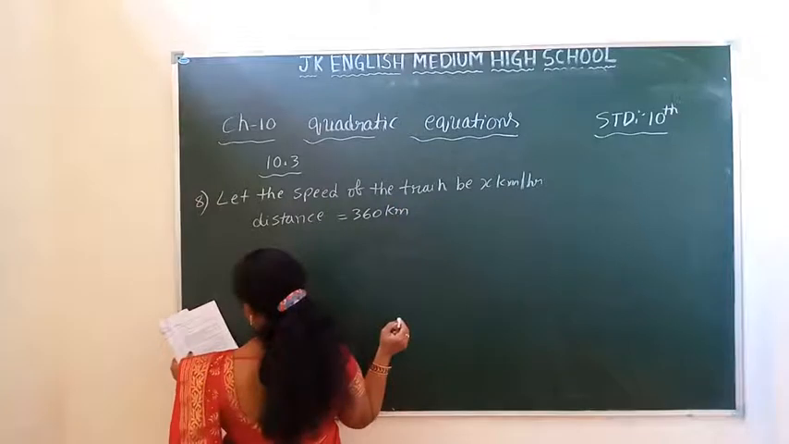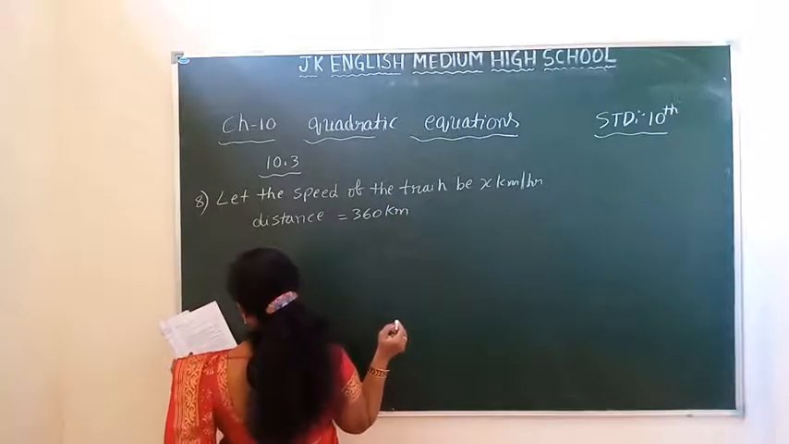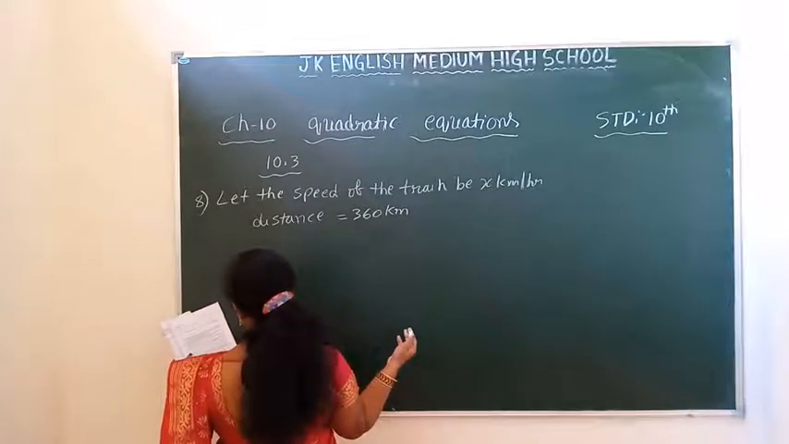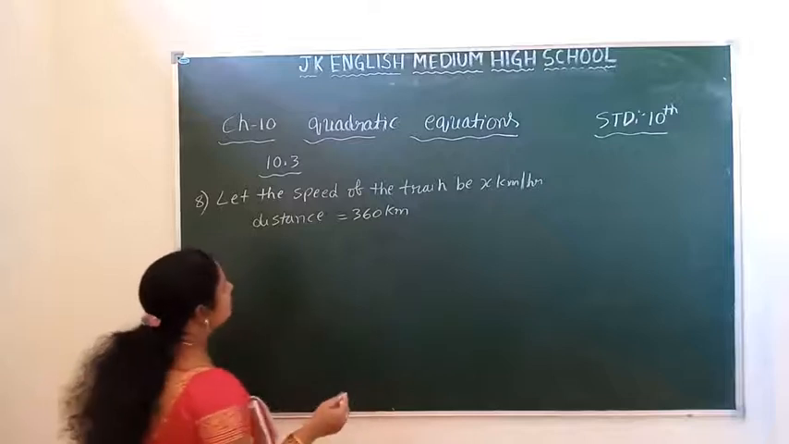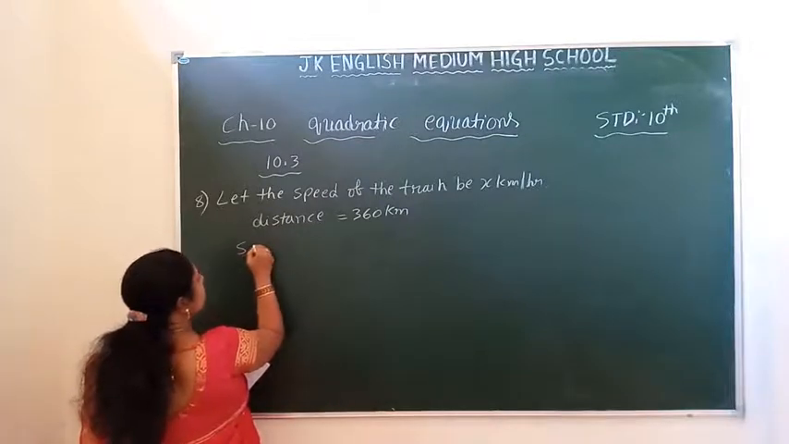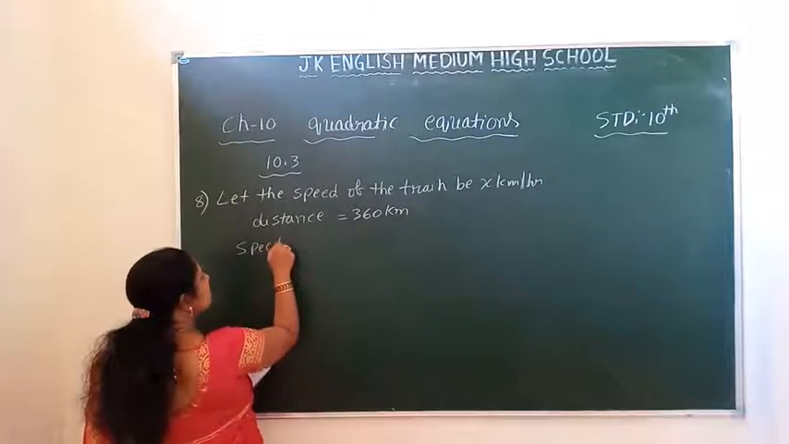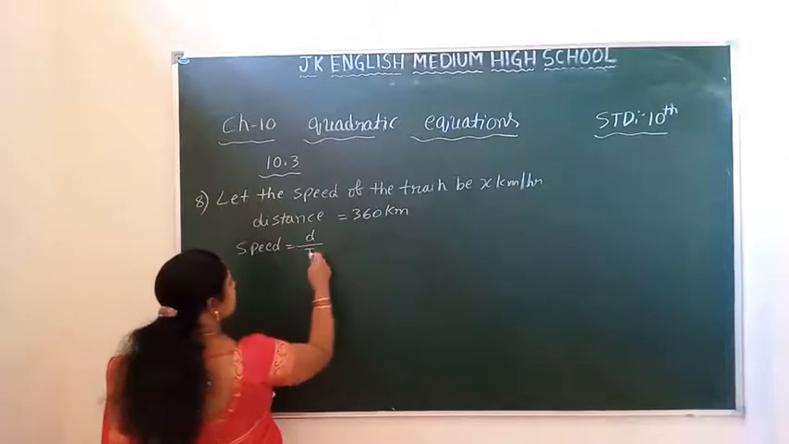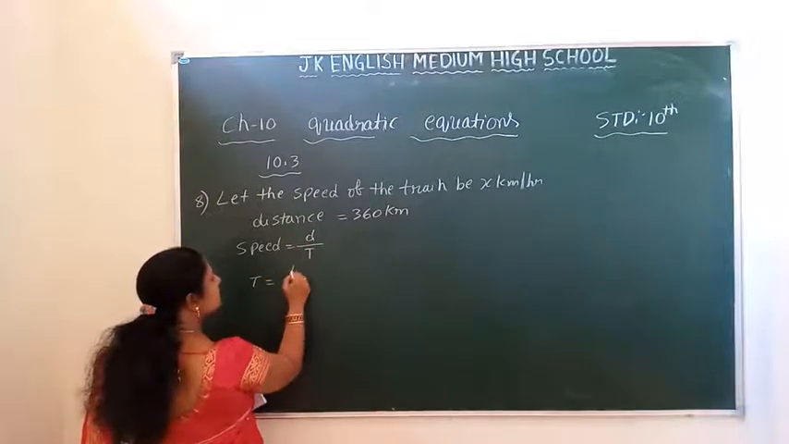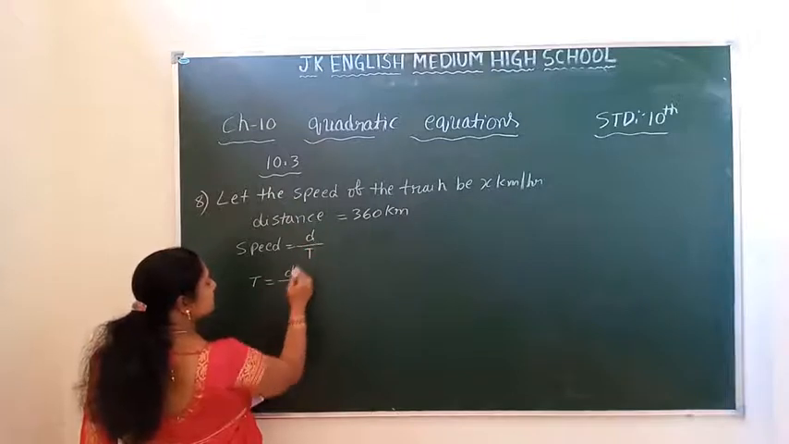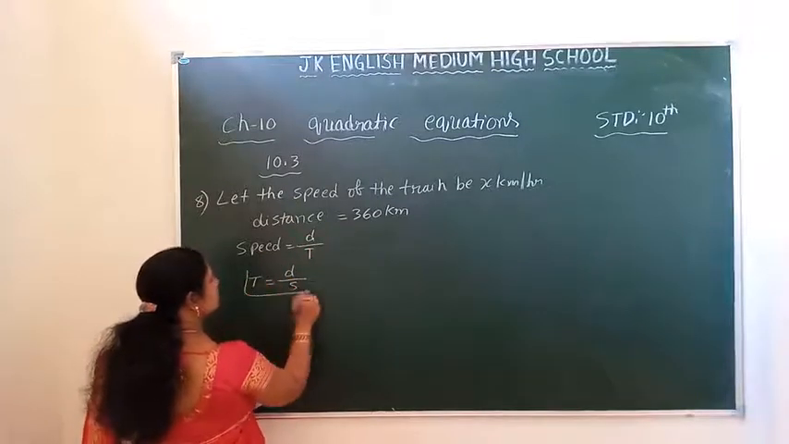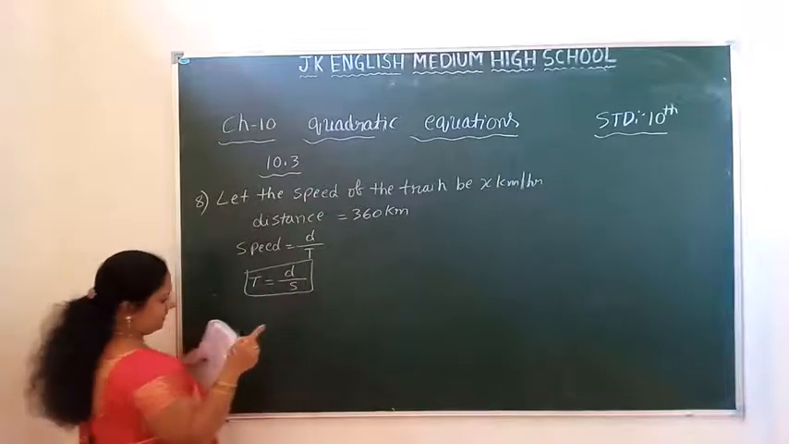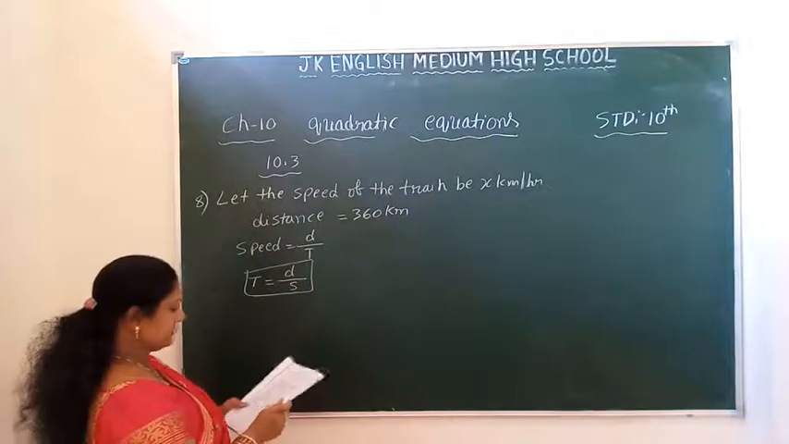So if the speed had been 5 km per hour more, it would have taken 1 hour less for the same journey. Children, we know one formula: speed is equal to distance traveled divided by time taken. So we know distance and speed. I can convert it to: time taken by the train is equal to distance traveled divided by speed.